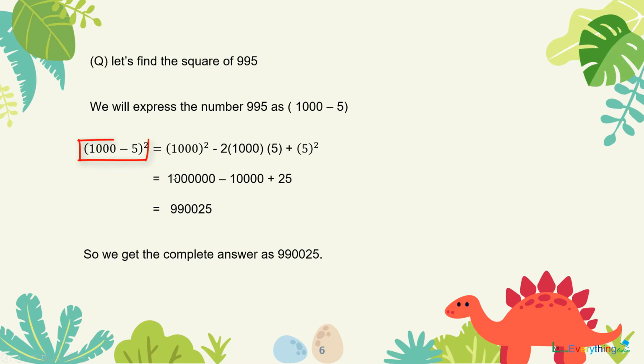So (1000 minus 5) the whole square, that is (a minus b) the whole square, is equal to a square, that is 1000 square, minus 2ab, that is minus 2 into 1000 into 5, plus b square, plus 5 square. So 1000 square is written here, 2 into 1000 into 5 is written here, plus 5 square is written here. So we get the answer as 990025, and we know that the square of 995 is 990025.